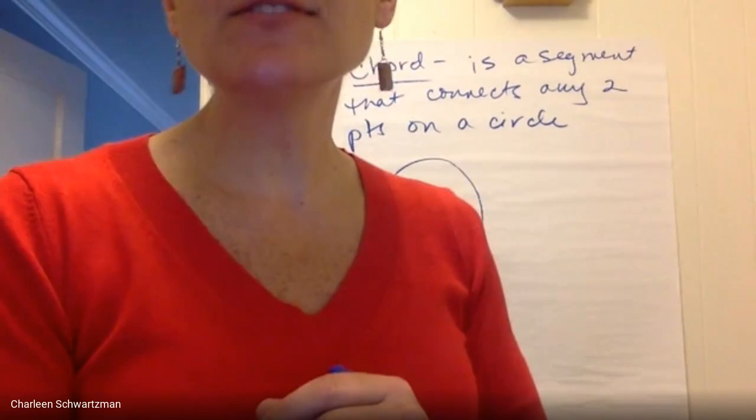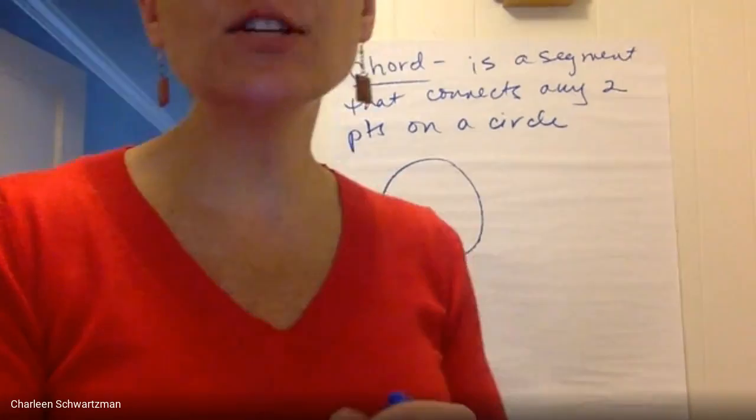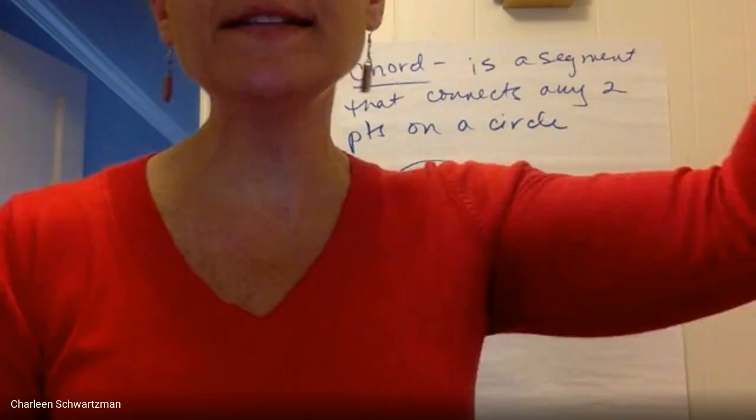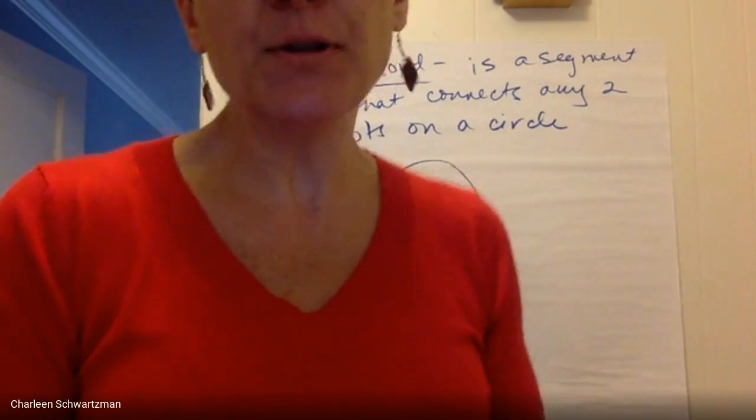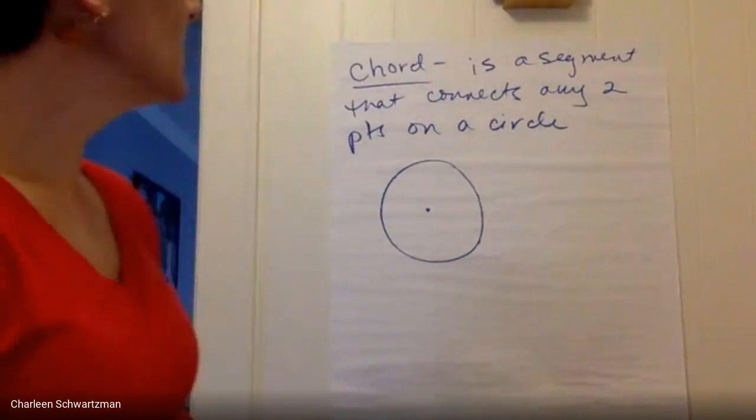Rachel, that is not a chord. Yeah, that's more like a central angle. A chord has to go from one point on a circle to another point on a circle. So just pick 2 points on a circle and then connect them with a segment. That's literally what it is. Just anywhere you want. There's a chord. Good. So that's what a chord looks like.